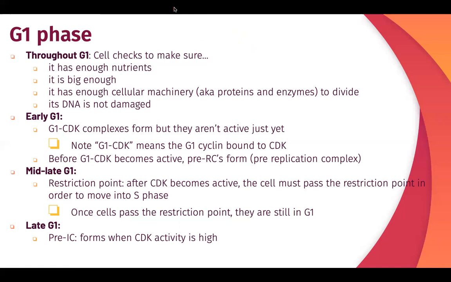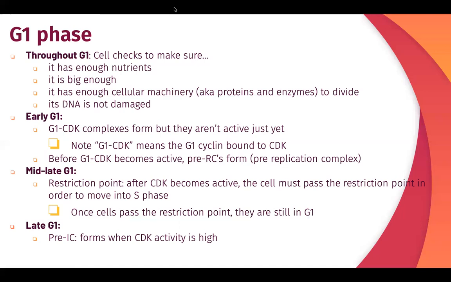Don't worry. Yes. So after your pre-RC forms, in the mid to late G1 phase, this is where you have that restriction point, or the point of no return. After the CDK becomes active, the cell has to pass this restriction point in order to move on to S phase. And then there's a slide going over the restriction point, RB, E2F, all that. So there's a little more detail about that in a second.